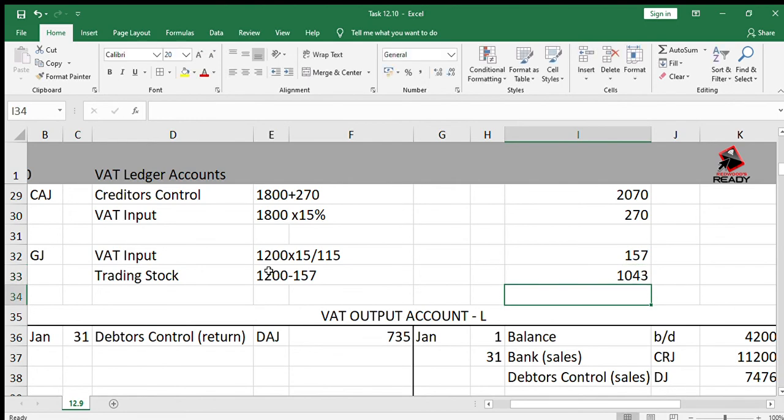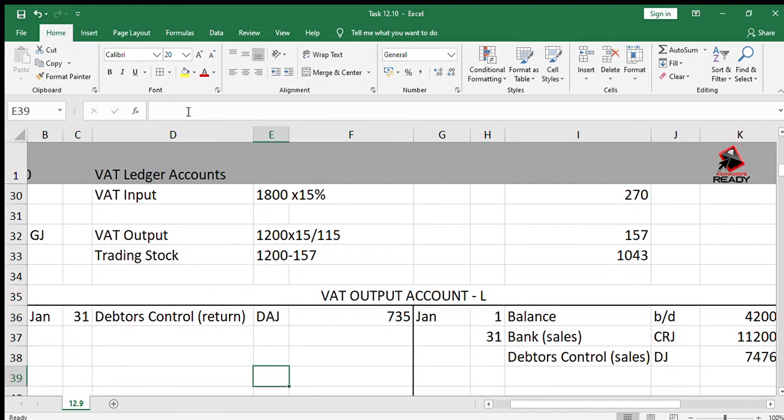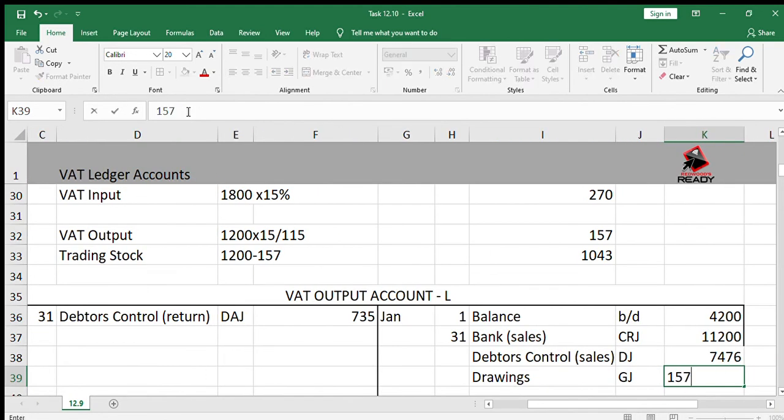Okay, now for this transaction here, we're interested in the VAT input 157. And if you look at the general journal, VAT input was credited. I'm sorry, they've actually made a mistake there. That was actually supposed to be VAT output, because when the owner takes goods for personal use, it's recorded as VAT output. But if you look at the journal entry, VAT output is credited. So we're going to put it on the credit side of VAT output. Your details will be drawings, and the folio is GJ. Please change that in your textbook. And the amount is 157.